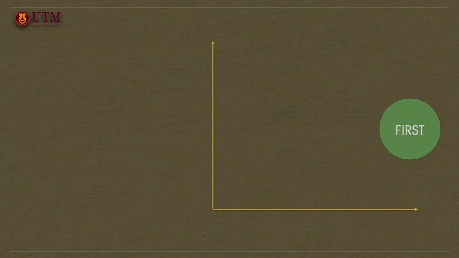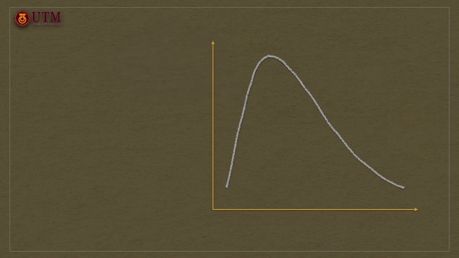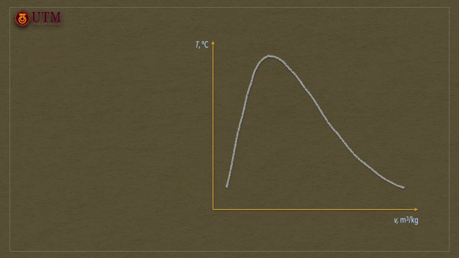First, we sketch a saturation line on a suitable property diagram that includes all the necessary given properties, such as substance temperature and pressure. Second, we establish each axis of the diagram based on the given information. For instance, example 3.1 provides the saturated liquid water temperature and volume. Therefore, we could sketch a TV diagram.